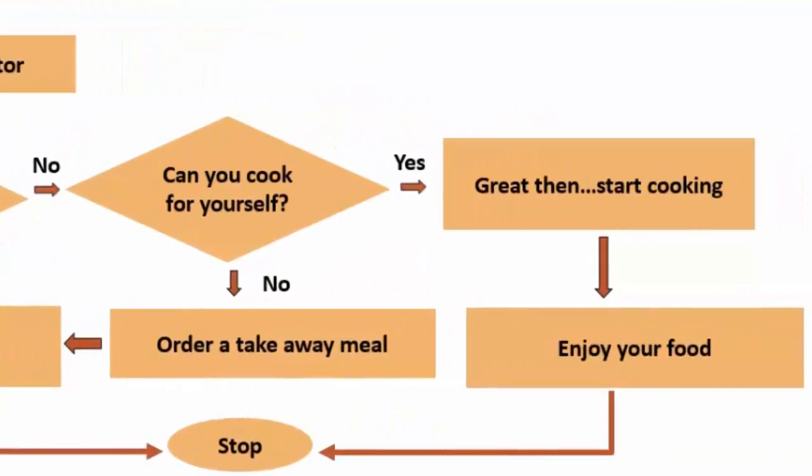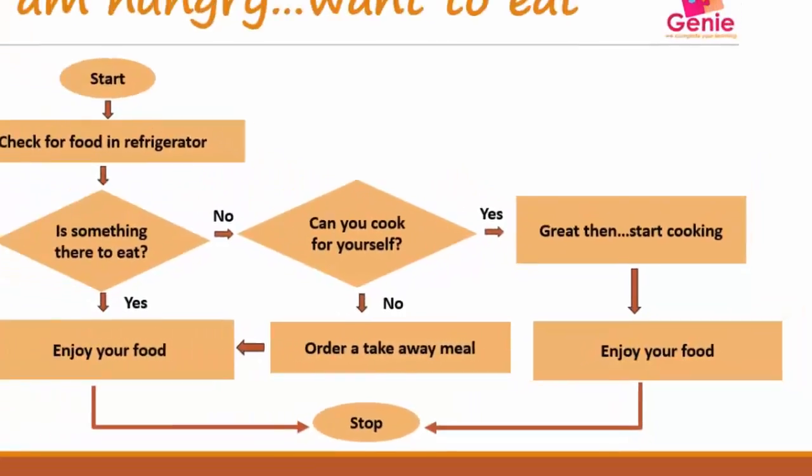Let's say you can cook for yourself. Then you follow the arrow that says yes and start cooking. After cooking, the next step would be to enjoy your food and the last step would be stop. So the flowchart will come to an end.